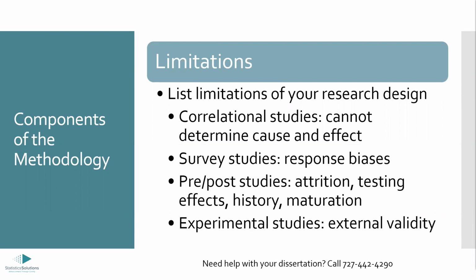If we're doing a survey study, then you may need to talk about different types of response bias. So there might be something like selection bias or social desirability bias that you have to deal with when you are conducting survey research. If you're doing some kind of a longitudinal or repeated measure study, so something that involves like a pre-test or post-test, there are specific limitations associated with those types of studies, such as attrition, testing effects, history, and maturation effects.